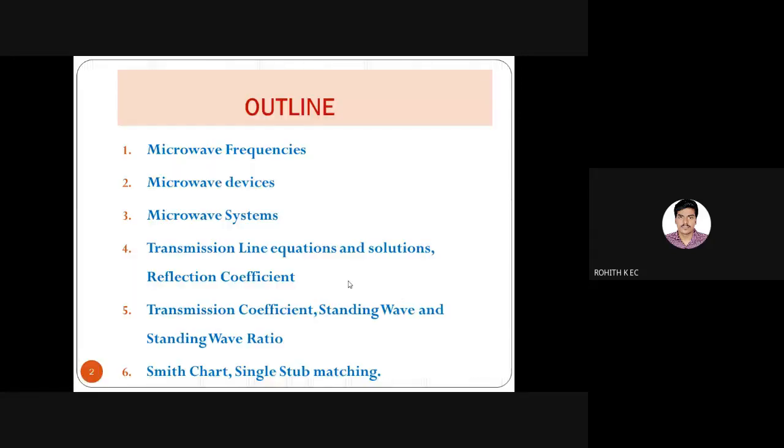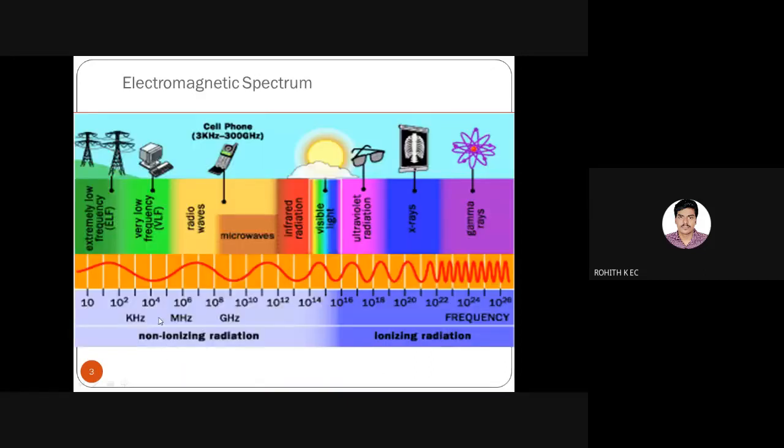So these are the contents that we have in this particular module, part 2. We'll discuss microwave frequencies, devices, systems, then we will dwell deep into transmission line equations, reflection coefficient, standing wave, and stub matching, Smith chart, etc.